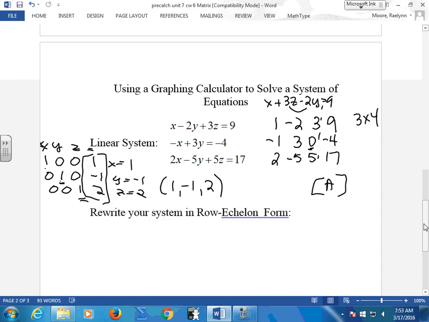Don't forget that second quit after you put your matrix in, or it won't let you do anything. So are we putting that in REF? Do REF. Leave this matrix and then just do an REF. So you get this.